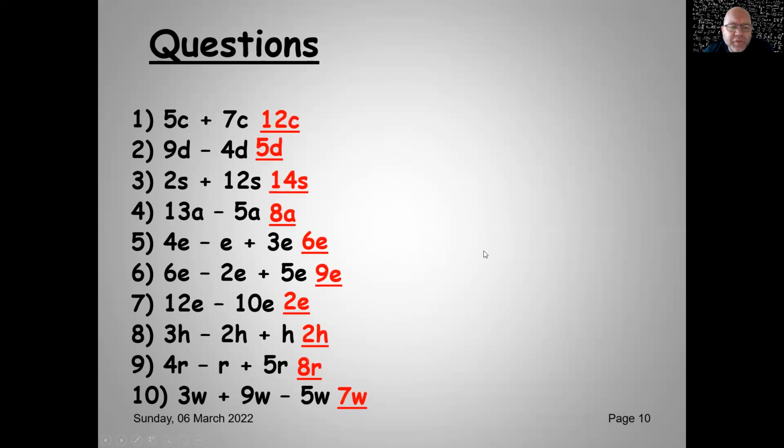Okay. Now, all of these are possible because we've got the same letter in each of these number sentences. So each of these algebraic equations have the same letter. If those letters were different, if it was 5c plus 7b, for example, we couldn't add them together. But because they're both c's, we can.